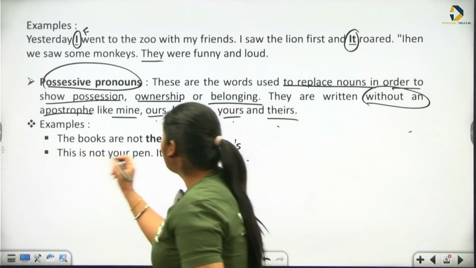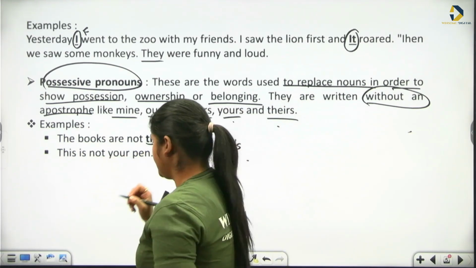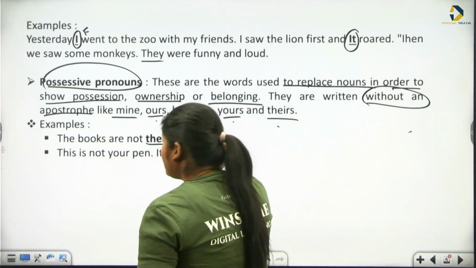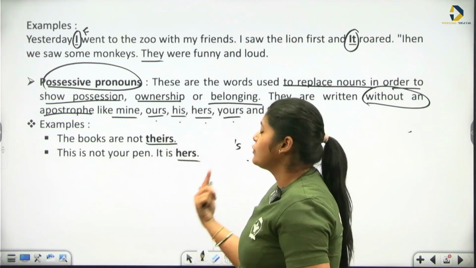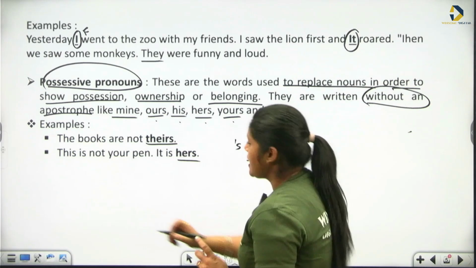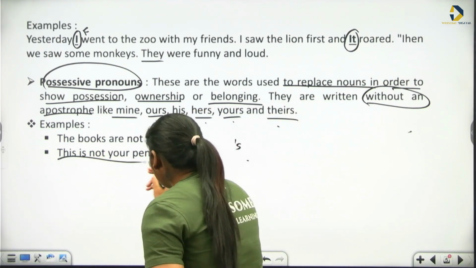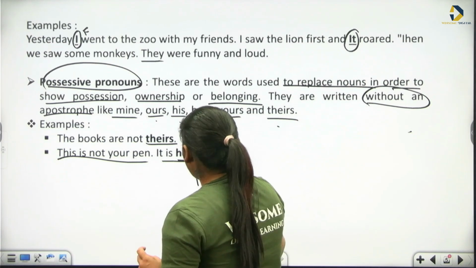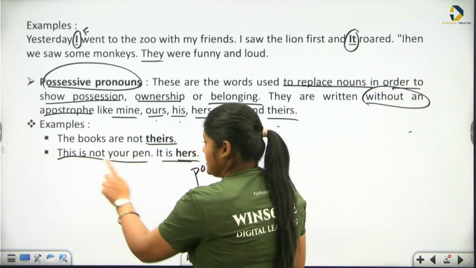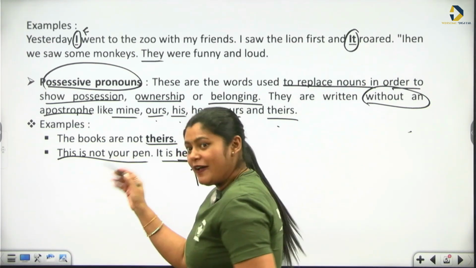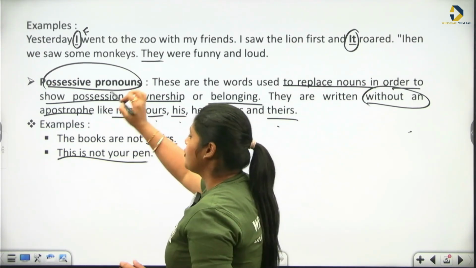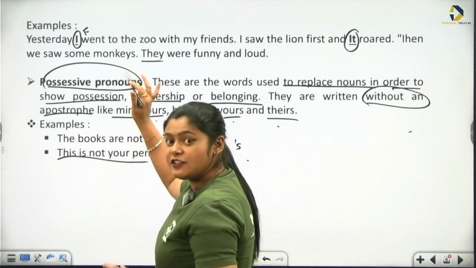Example: this is not your pen, it is hers. So when we use these kinds of words, it is known as a possessive pronoun. Now see this example. This is not your pen, it is hers. What are we showing in this? We are showing possession or belonging. That means this is not your pen, it is her pen. It is hers. So this shows possession. So this is a possessive pronoun.